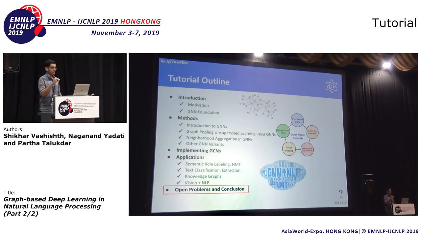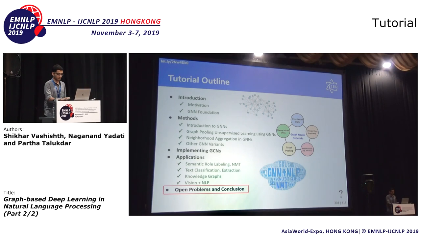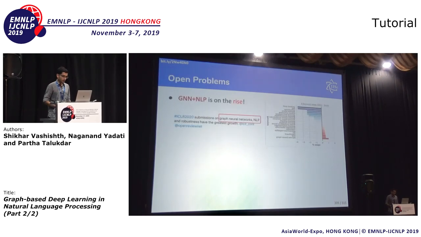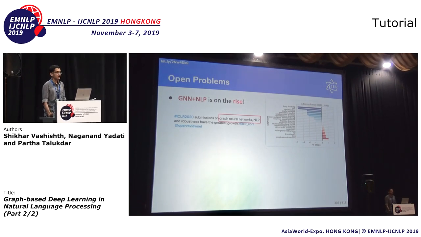So I'll be talking about some open problems and then I'll conclude the tutorial. If you look at the recent ICLR 2020 submissions, GNNs plus NLP has been the most submitted topic. Compared to other topics like transformers and GANs, there has been a substantial increase in the number of submissions on papers related to graph neural networks, especially GNNs with NLP. So the tutorial is very relevant at this time, because this GNN plus NLP combination is on the rise.